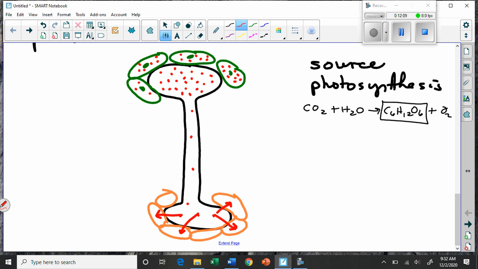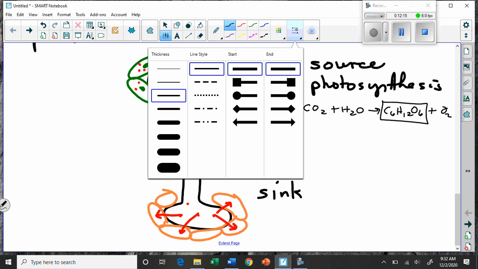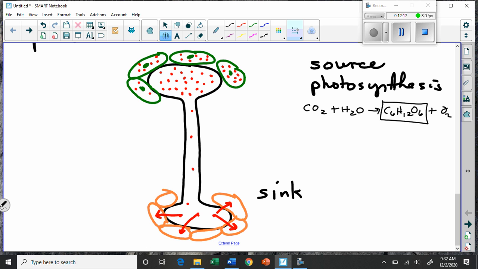So it's used up. This would be the sink where the sugar is used up. So in this case, we could write the equation backwards. Here, the glucose is being burned up with oxygen to produce the energy the cells need to do their thing. We often forget that plants do this.